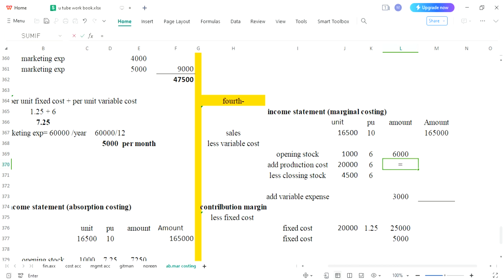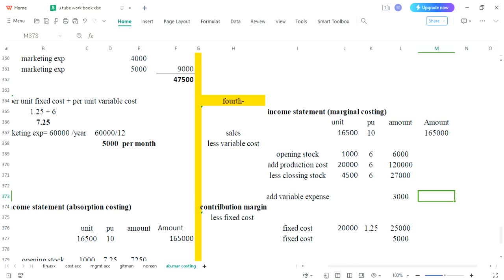Now let's calculate production cost, units 20,000, multiplied by per unit 6. So we have got our production cost. Now closing stock units 4500, multiplied by per unit 6. The cost section is also completed. Opening stock, production cost, closing stock, and extra variable expenses are written over here.